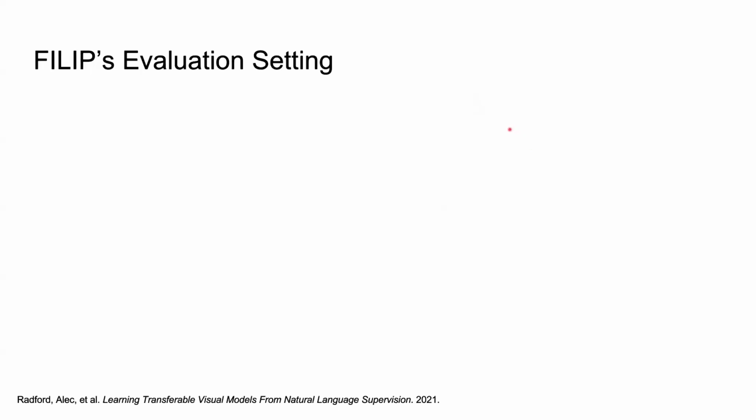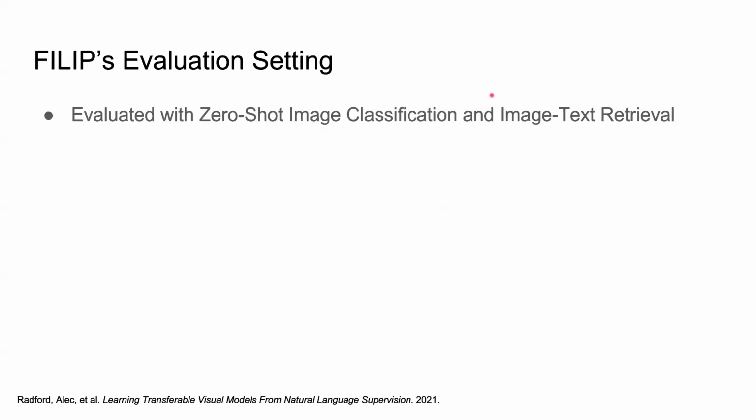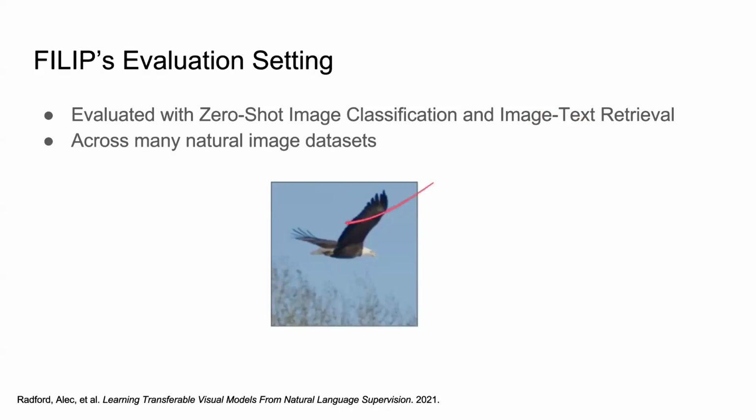Okay. So first, let's talk about the evaluation setting. Two tasks are used to evaluate FILIP: zero-shot image classification and image-text retrieval. This is done across many natural image data sets. These are images we would see out in the wild, like a bald eagle, not synthetic or generated images.